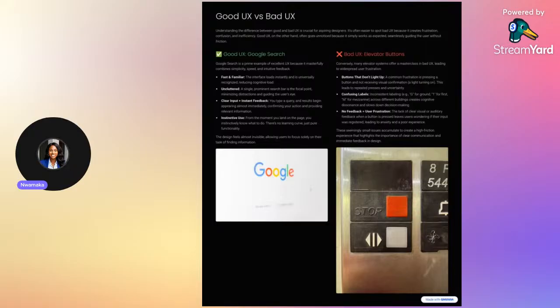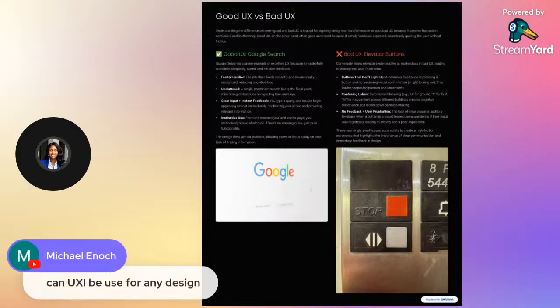So good designs are fast and familiar. Two, they are uncluttered, meaning it's easy for you to see.